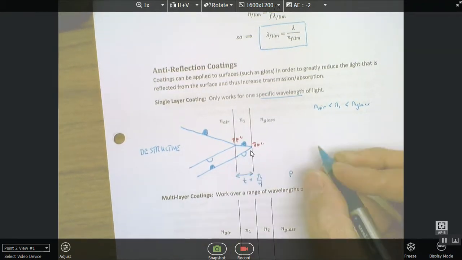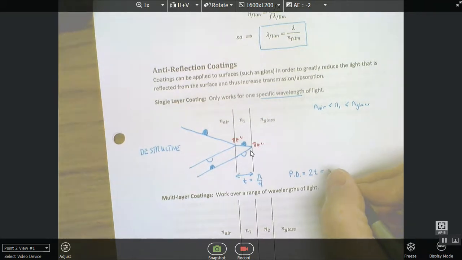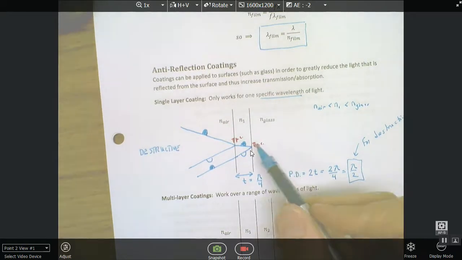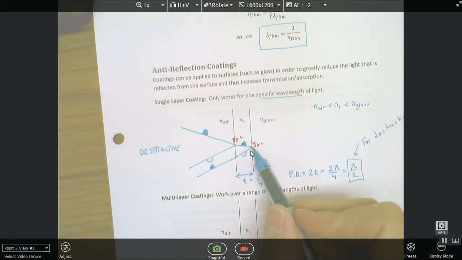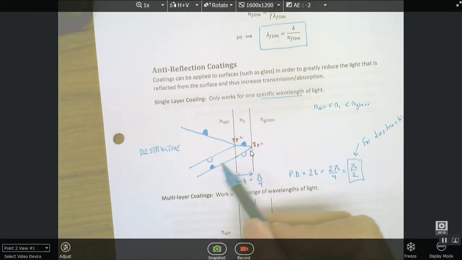And the only way we can get that to happen is if the path difference is half a wavelength. This must be the case for destructive interference. So what they do is they know they need, because there's going to be a phase change here and a phase change here, they know they need this situation to happen, which is the fact that you see here.